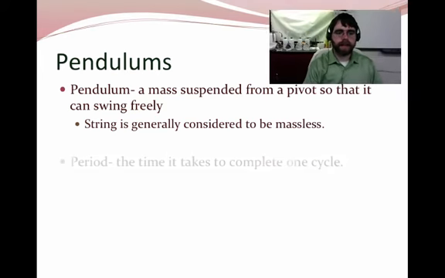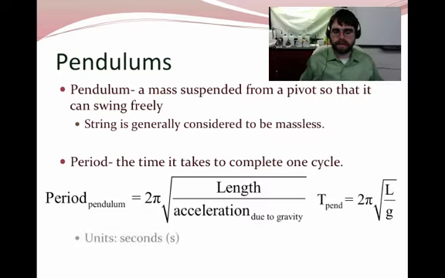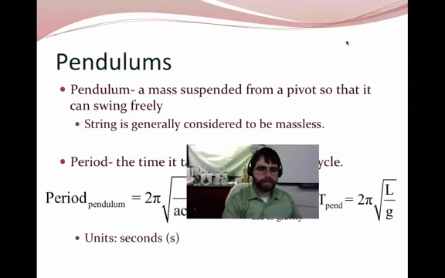So anyway, period is the time it takes to make one cycle, and we can calculate the period of a pendulum using the following formula. The period of a pendulum is equal to 2 pi times the square root of the length of the pendulum divided by the acceleration due to gravity, or g. And the units, of course, for a period, since it's a time, is just seconds.